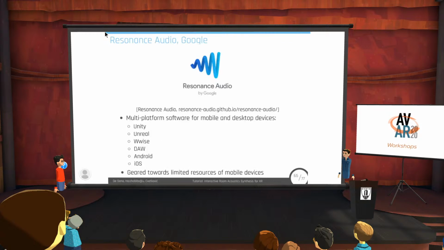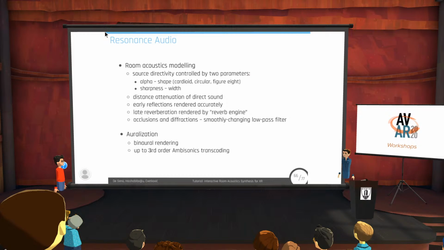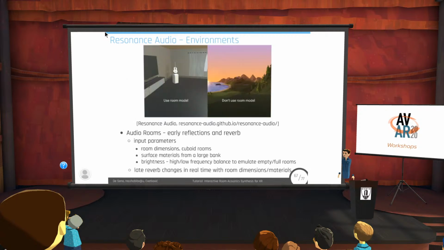Google Resonance, although optimized for mobile devices, includes some additional features. Most importantly, these additional features include occlusions and diffractions that are modeled as slowly varying low-pass filters, which emulates the effect that low frequencies are less affected by bending around edges, and there is also a built-in reverb engine that renders late reflections. So I'm going to talk now in a little more detail about room acoustics modeling.